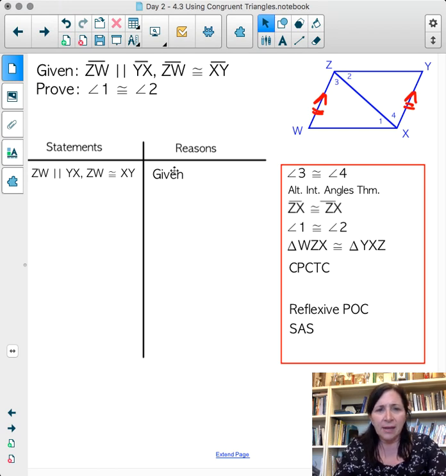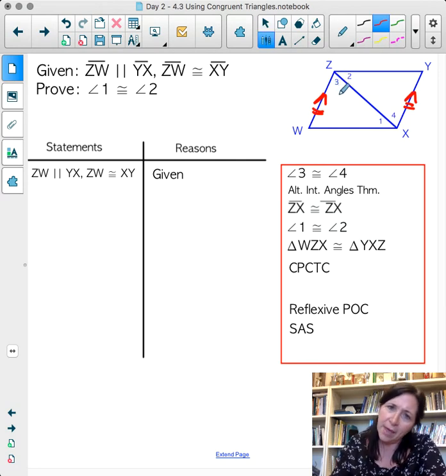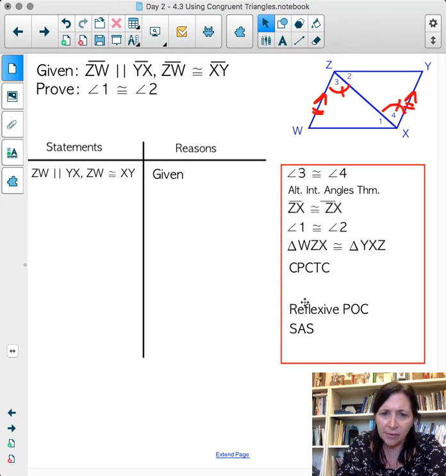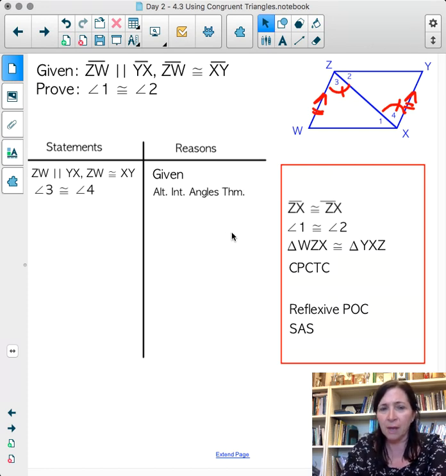Now, why did you think they told me that ZW was parallel to YX? The reason why they told you that is because you now know that angle 3 is congruent to angle 4. And the reason that angle 3 is congruent to angle 4 would be because the alternate interior angles are congruent if you have parallel lines.